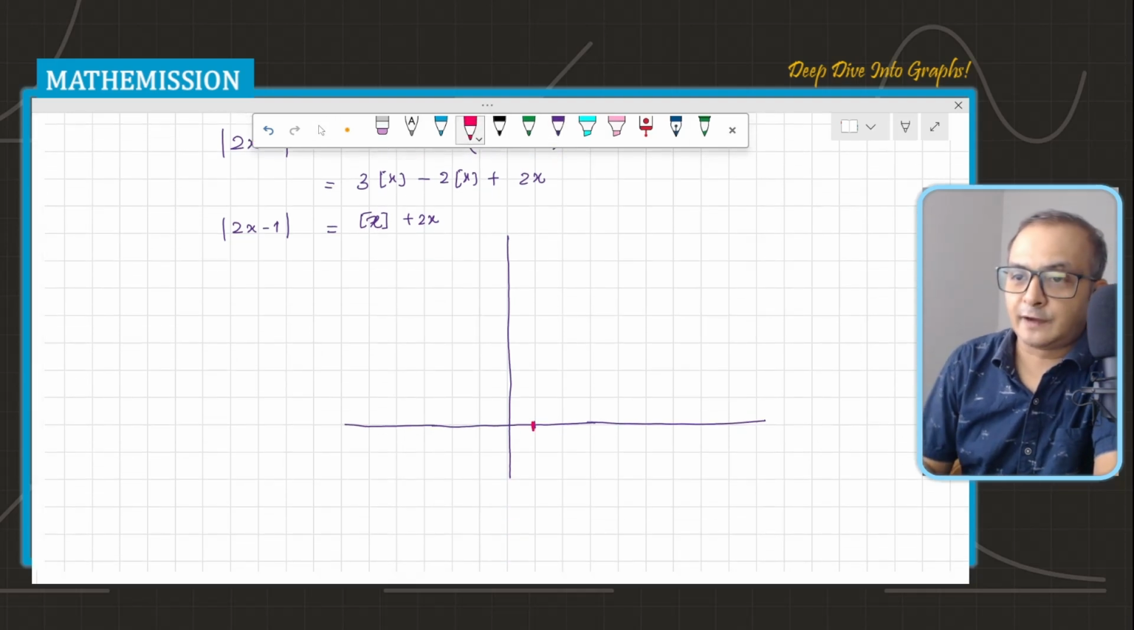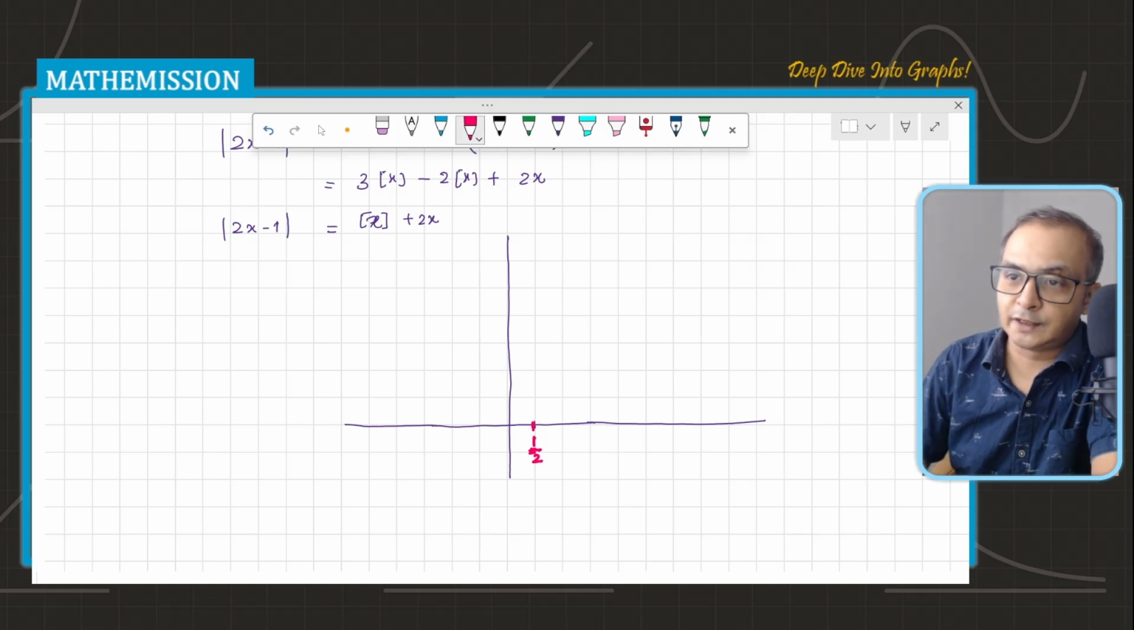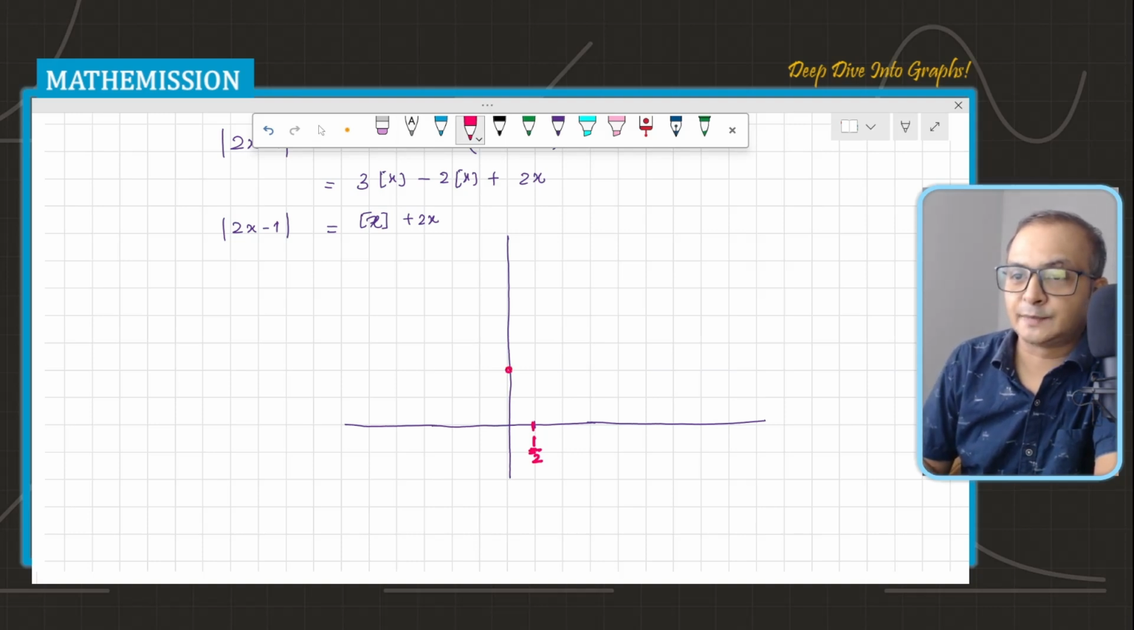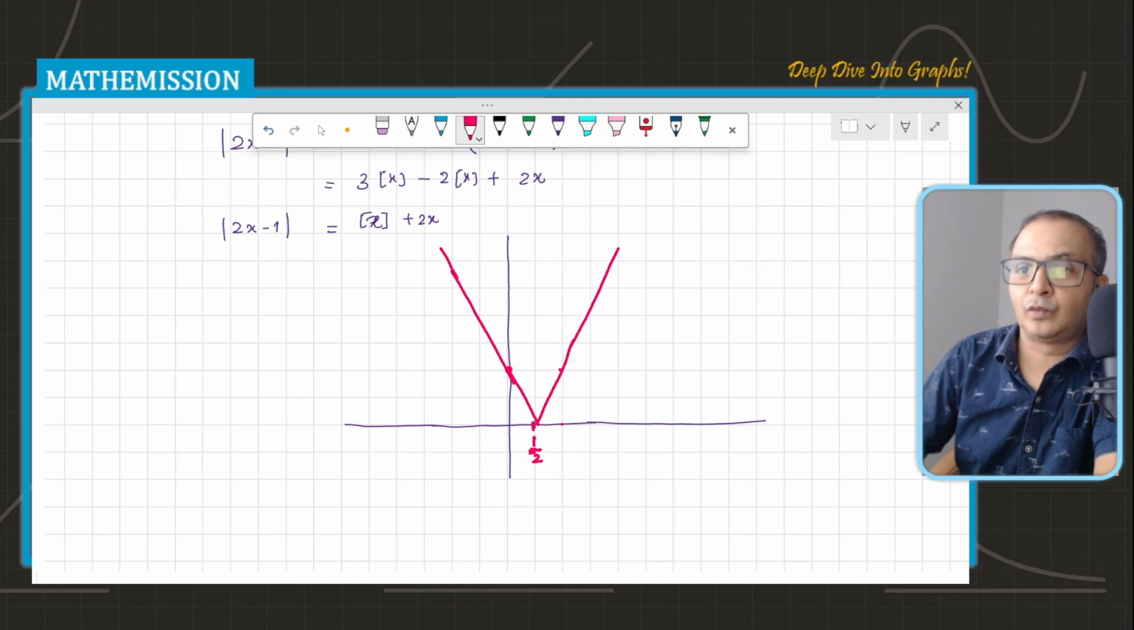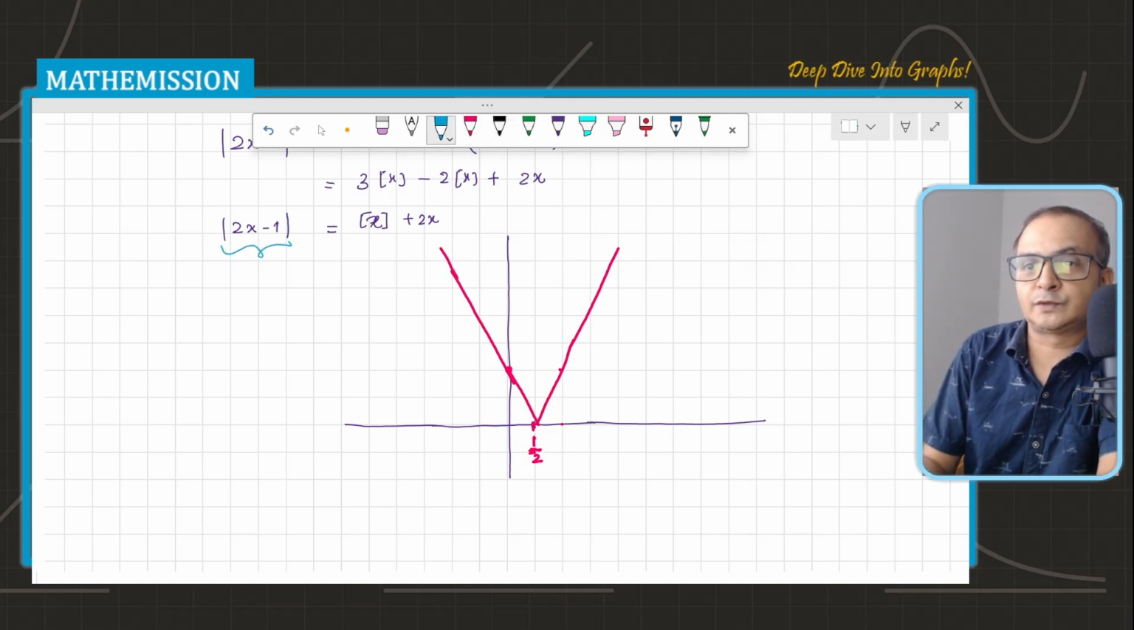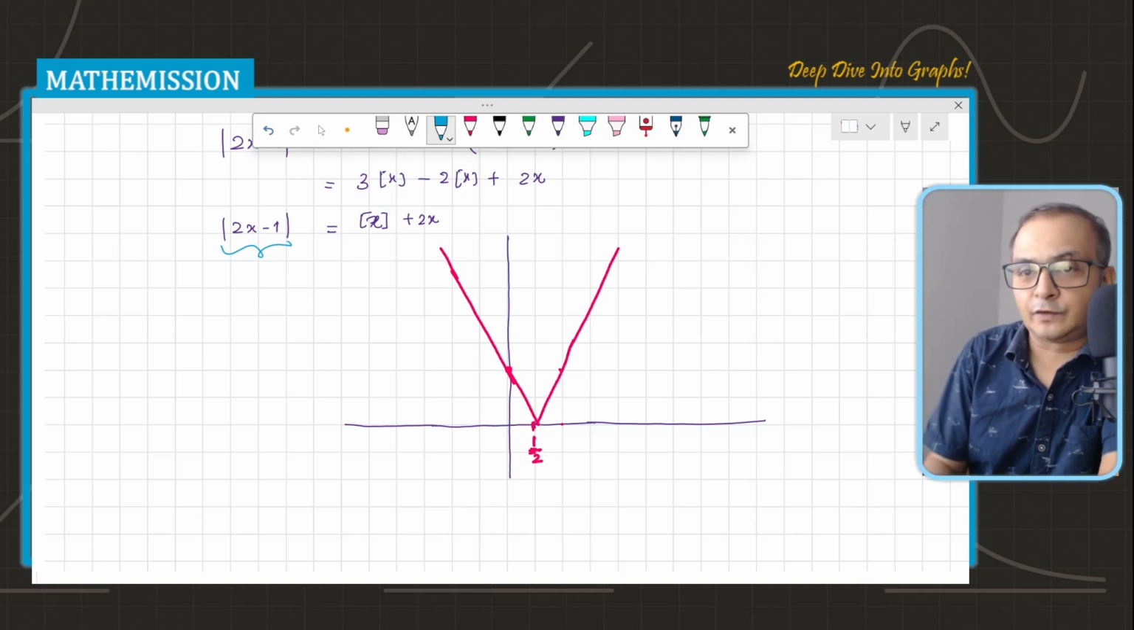So this value is half I have, and I want to draw the mod x. So when x equals 0 on the y-axis, that will give you 1. So it should hit 1 there on the y-axis, and symmetrically it has to go to 1 also at the same height. So it will go like this and like this. So this is the graph of y is equal to mod of 2x minus 1 on the left hand side.